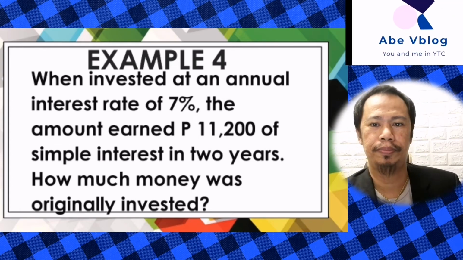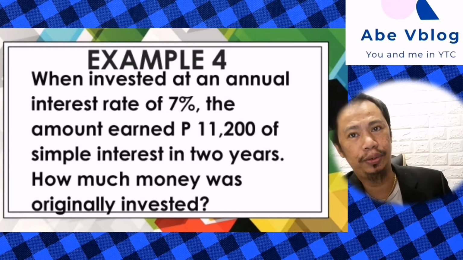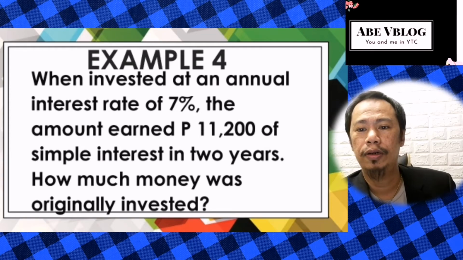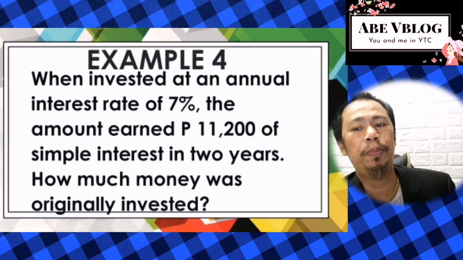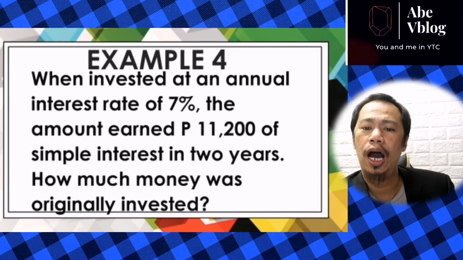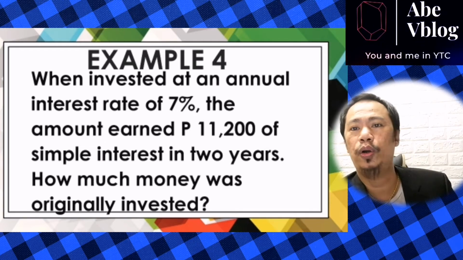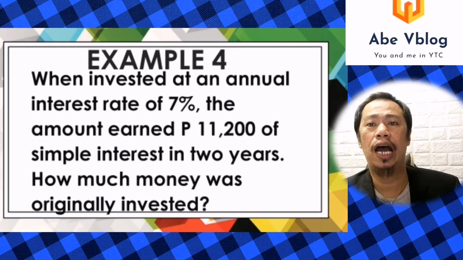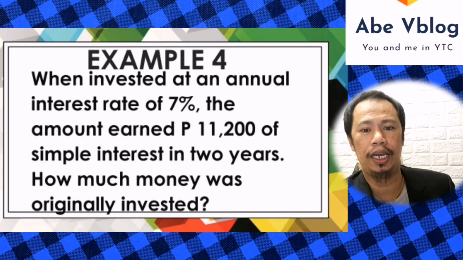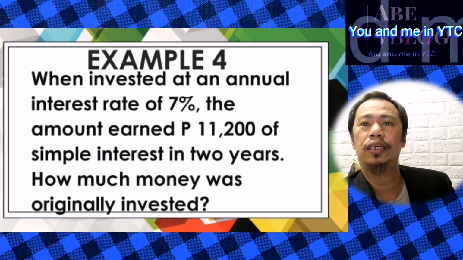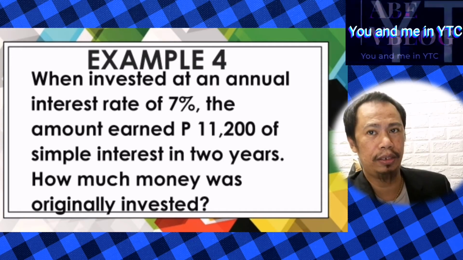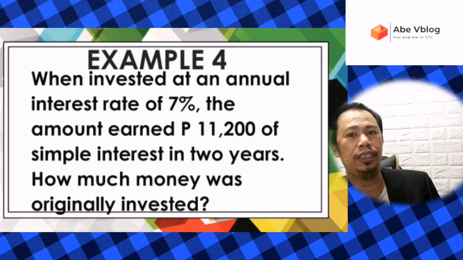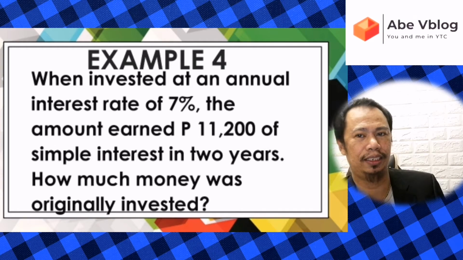Example number 4. When invested at an annual interest rate of 7%, the amount earned is 11,200 of simple interest in 2 years. How much money was originally invested? Again, when invested at an annual interest rate of 7%, the amount earned is 11,200 of simple interest in 2 years. How much money was originally invested?